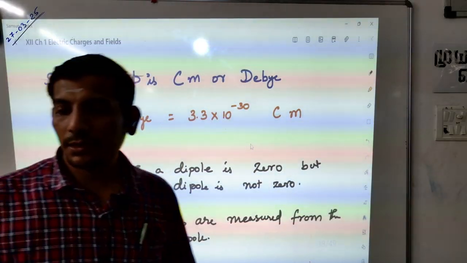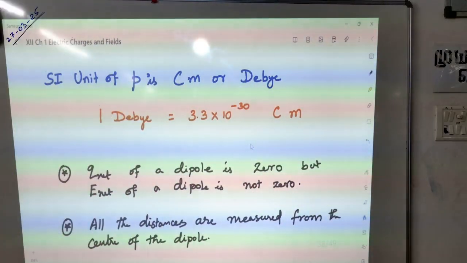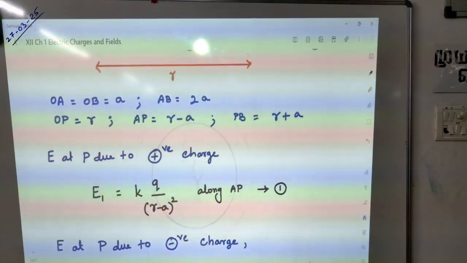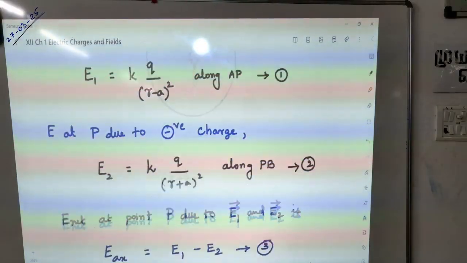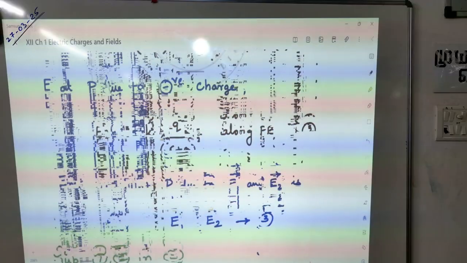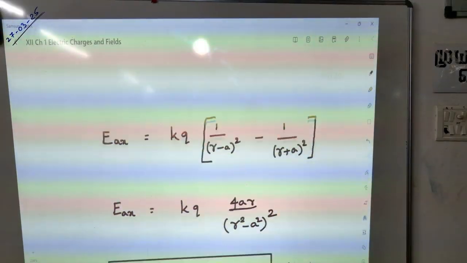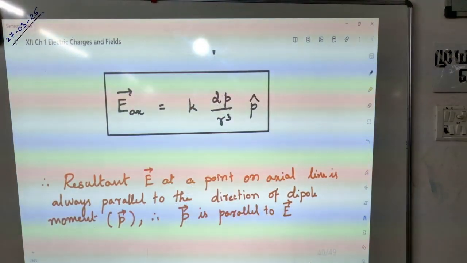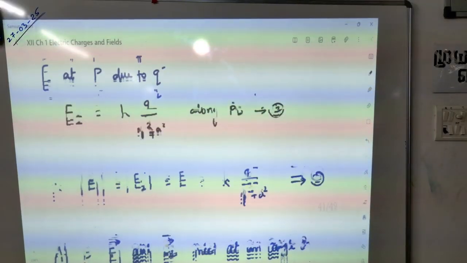And all the distances are measured from where, sir? From the center of the dipole. We derived the E at a point on the axial line. This derivation is 4. Then E at a point on the equatorial line.